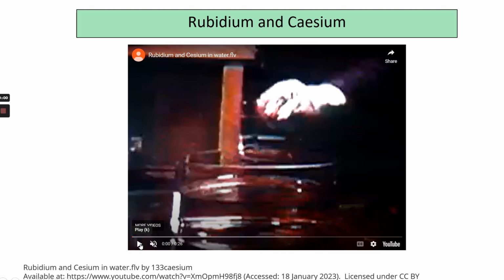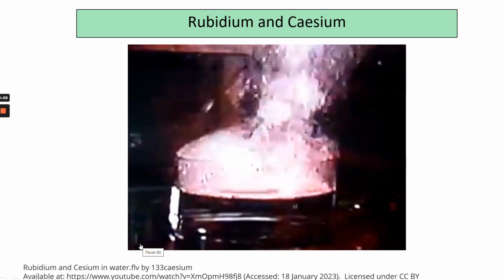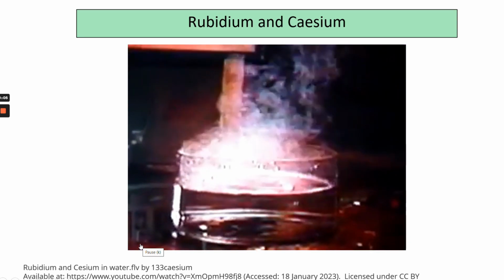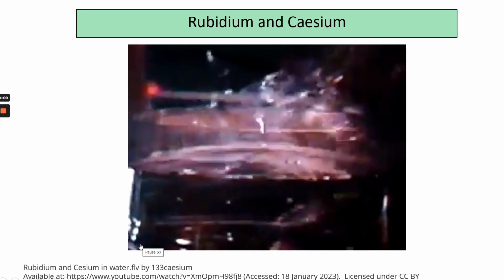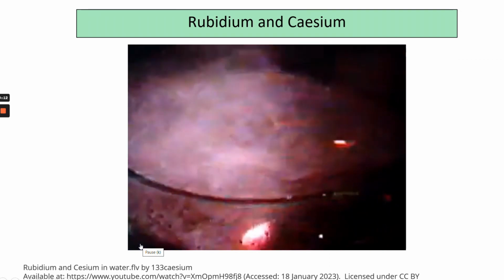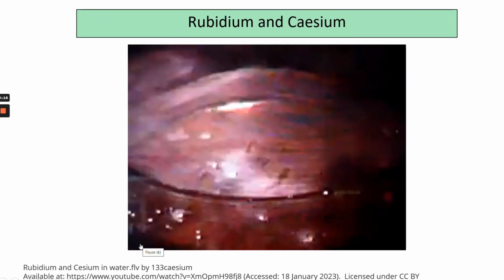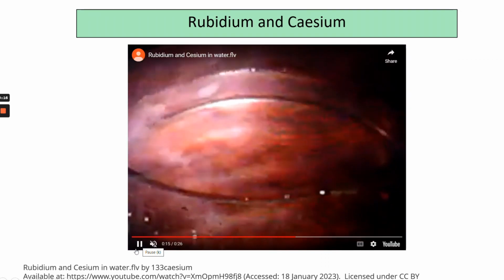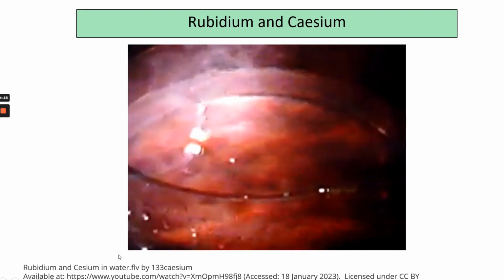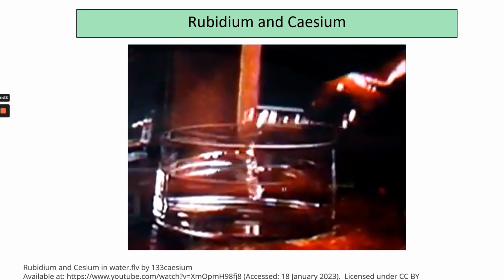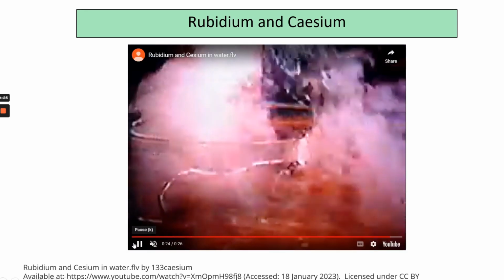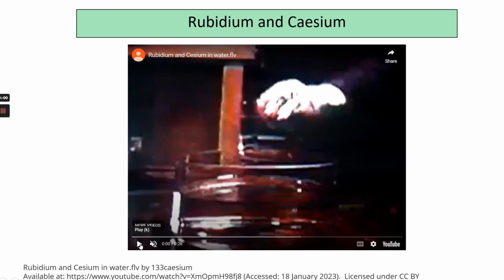Finally, let's have a look at rubidium and cesium. We're going to start with rubidium, which produces sparks and a red flame. Here it is again, and is increasingly more violent than the previous three metals. Now let's look at the final metal of the group 1 metals, which is cesium, which reacts so violently that it breaks the glass bowl.